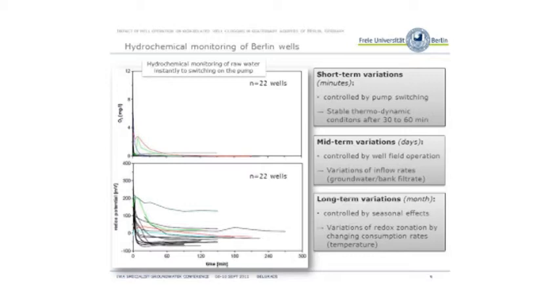Then furthermore, we observed midterm variations of the hydrochemistry, which are controlled by the well field operation and expressed by variations of inflow rates from, for example, groundwater and bank filtrate. And we also observed long-term variations, which are controlled mostly by seasonal effects, and therefore by changing temperatures and therefore changing consumption rates during the infiltration and the flow from the surface water to the abstracting wells.